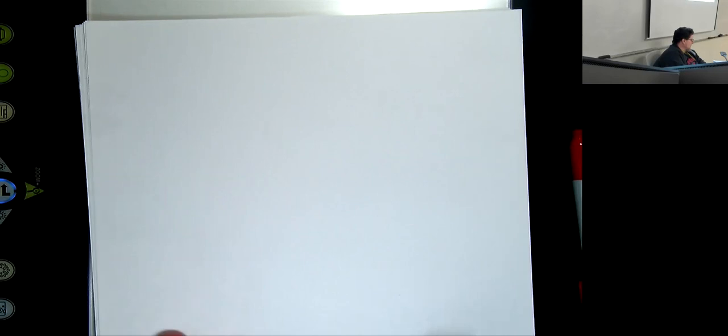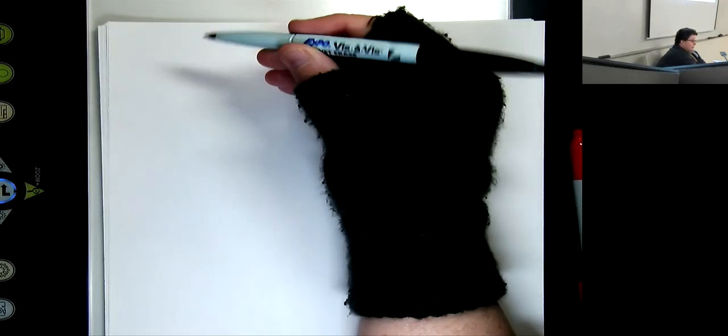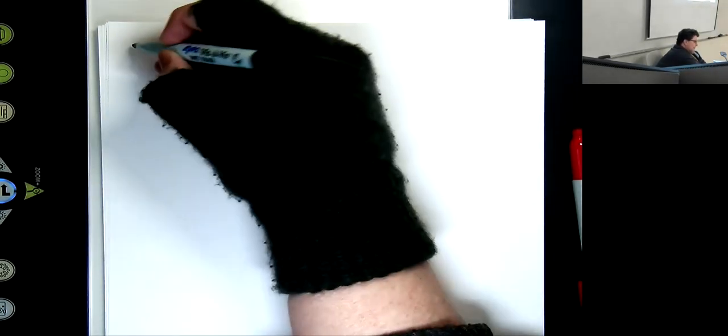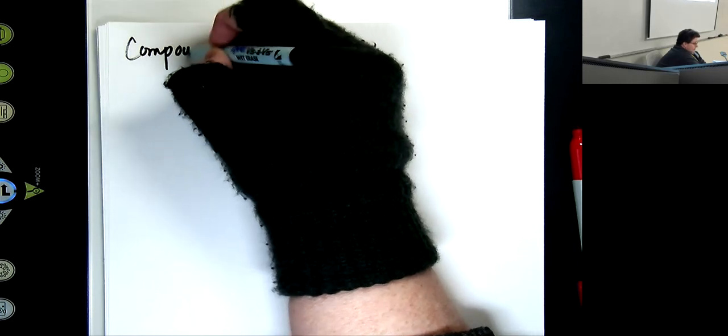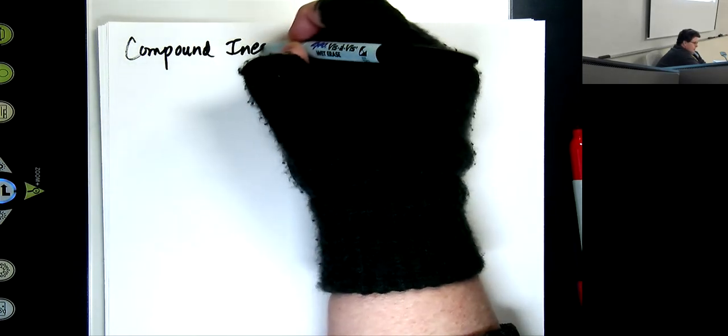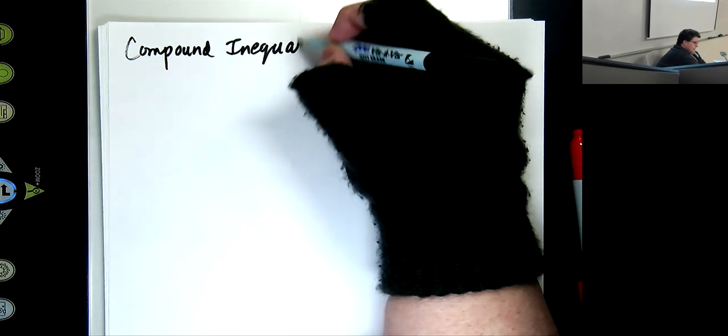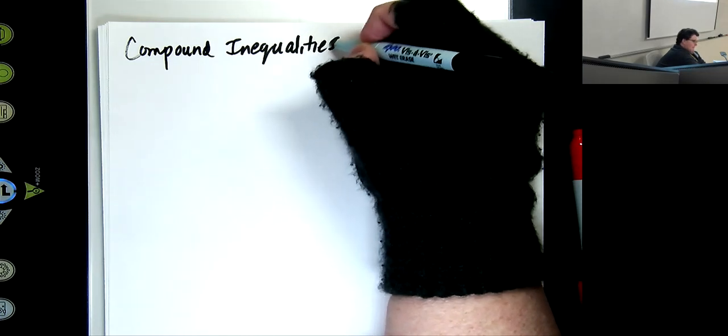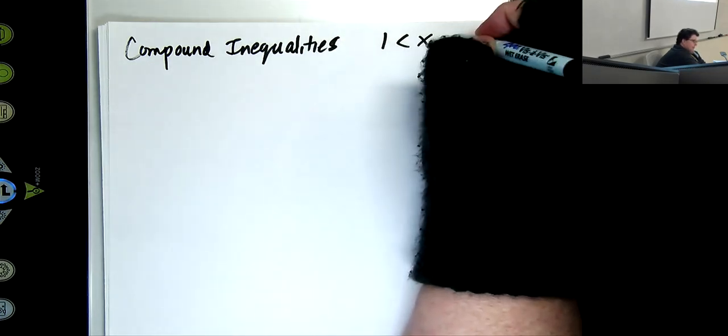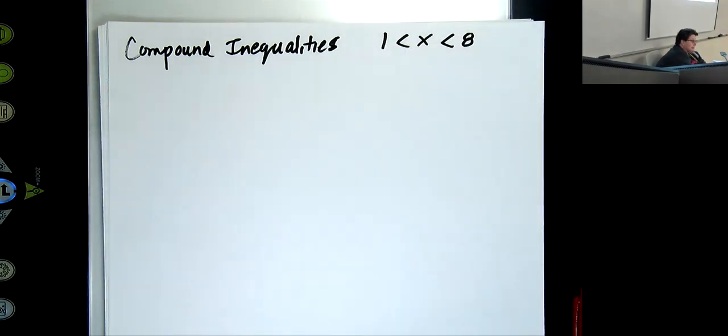Okay, so 7.6 is when they're a little more complicated, like when they're called compound inequalities. That's where I had, this was the first example we did with a compound inequality. We had 1 less than x less than 8. That's an example.